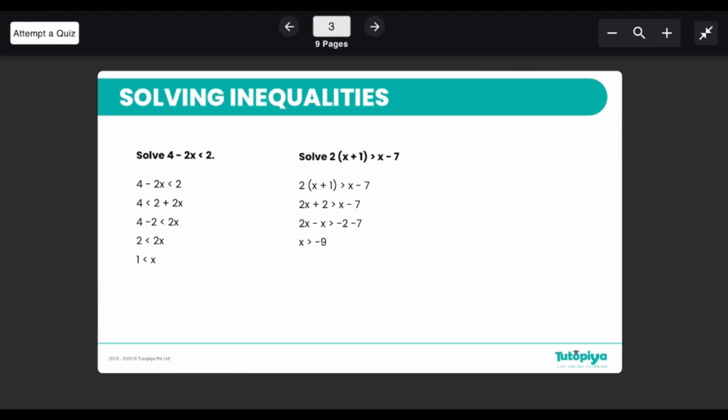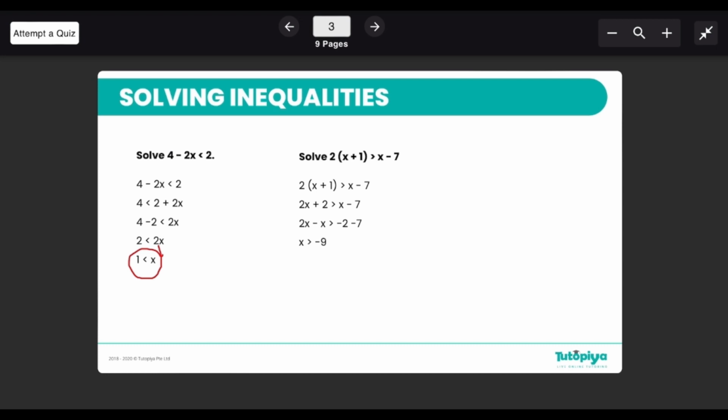Moving on, how do we solve inequalities? Inequalities and linear equations are very much the same. You start off by bringing your x values to one side and the numerical terms to the other side. So I'm going to move this 2x first to the right hand side, so I can make it a positive 2x, and then I will move the 2 to the left hand side to make it a negative 2. So finally I have 2 is less than 2x, which means 1 is less than x.